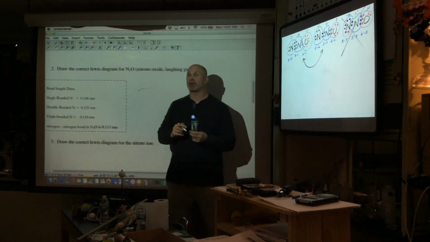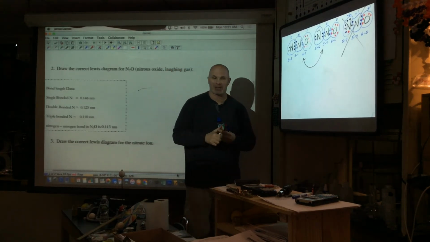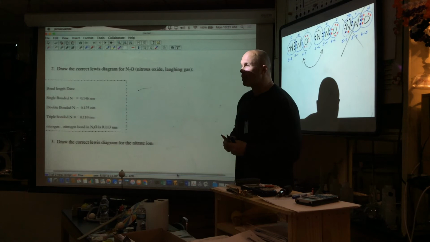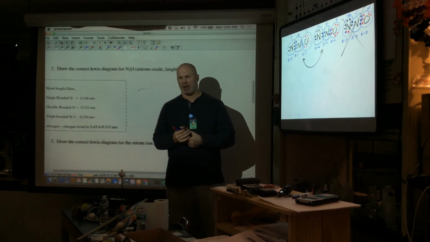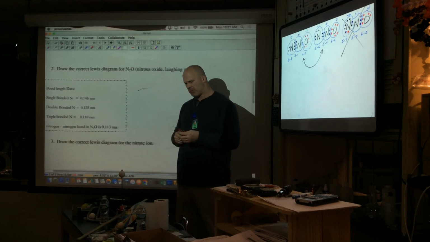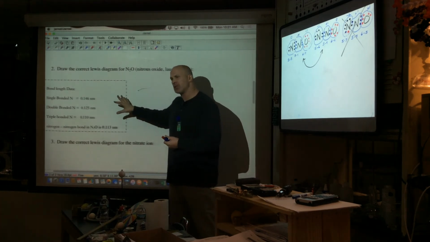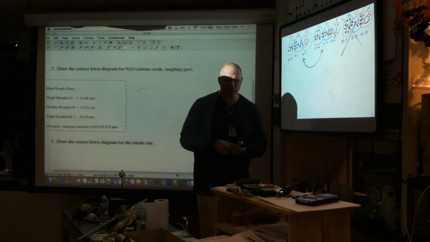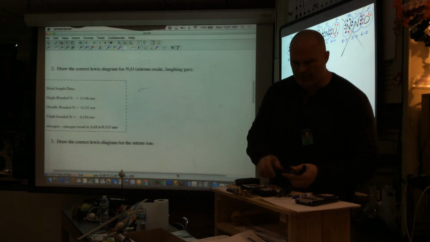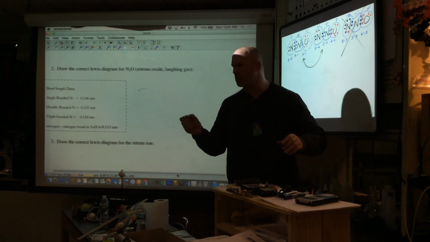Now, this isn't superpositioning. This isn't quantum mechanics craziness. What it means is somehow N2O, nitrous oxide, exists as both of them. And let me explain. Given some data here, and this is known experimental evidence, and now, bond length. We're going to use bond energy and bond length at some point coming up soon. Now, we need to start with bond length.